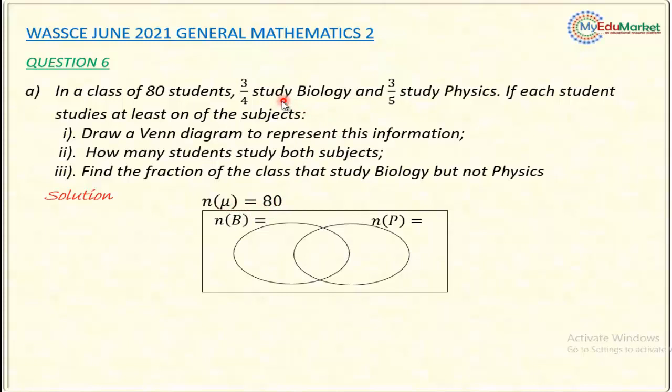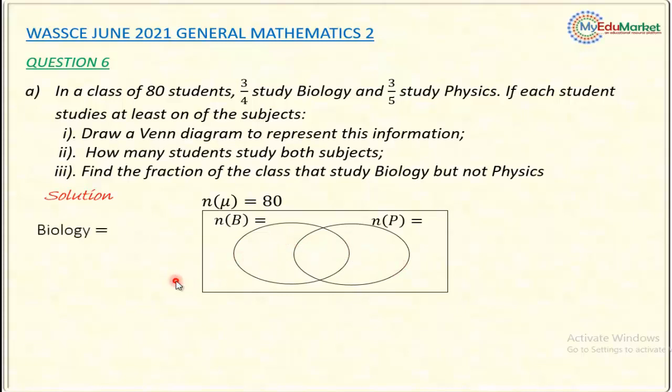I have 2 other sets: those that study biology, denoted by letter B and represented by this circle, and the set of those that study physics, denoted by letter P and represented by this circle. Of course, there is going to be an intersection between biology and physics. So this is the Venn diagram, but it's not complete. I have to get the elements in each region.